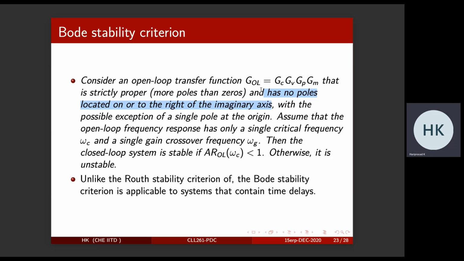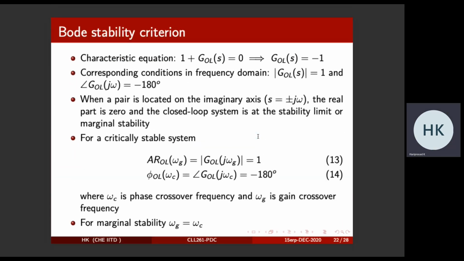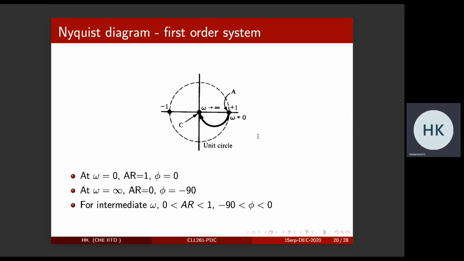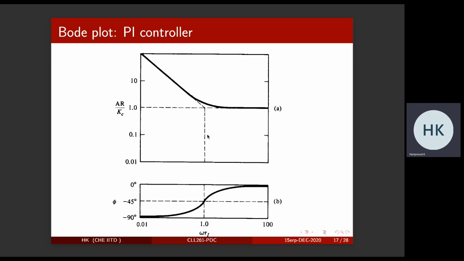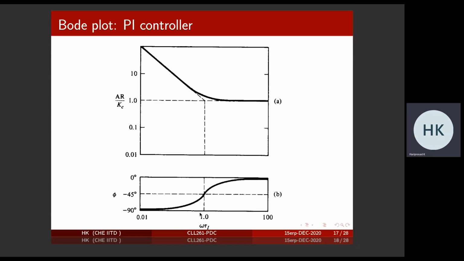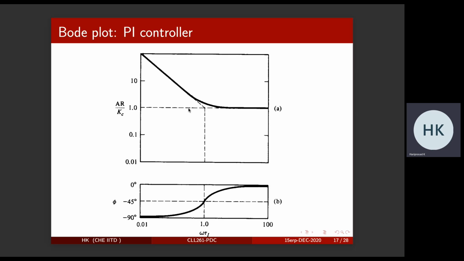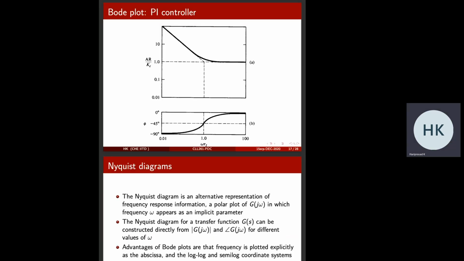Another point is that the open loop frequency response should have a single critical frequency, a single crossover frequency. This essentially means that you should not have multiple frequencies at which the phase becomes minus 180 or the amplitude ratio becomes 1. It should have only a single frequency, so that at two particular frequencies you cannot have the amplitude ratio equal to 1 or the phase angle becoming minus 180.